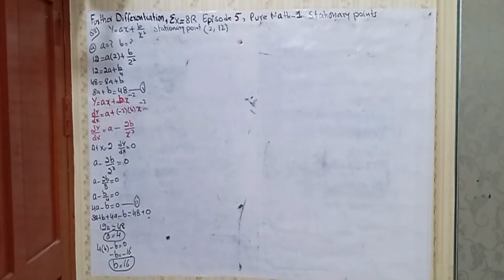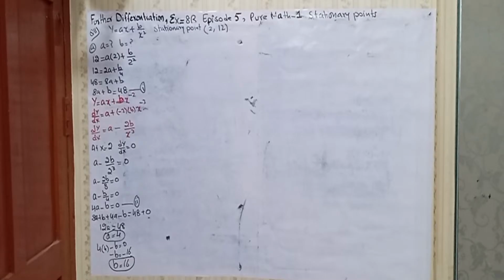I don't know. Let's check. Question number 11, sir, of this exercise. A is equal to 4, B is equal to 16. So our answer is right. So this is the A part of that question. You can see we have found the value of A and we have found the value of B. So that is the A part.